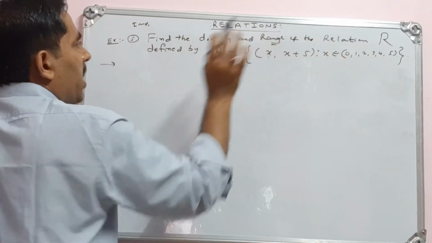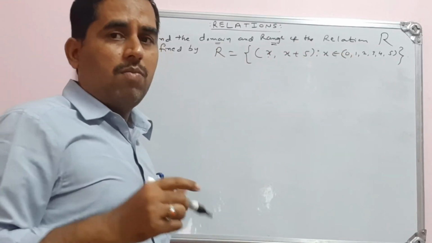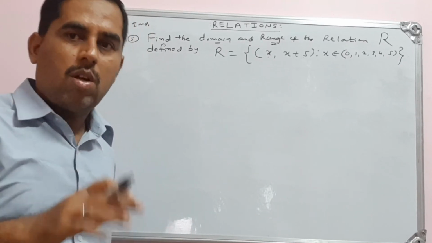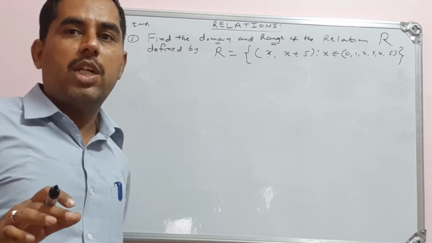Okay, we have to write the domain and range. Of course, the given relation is in which form? Set builder form. So we have to write that in roster form. Before writing the domain and range, we have to convert the given relation into roster form.